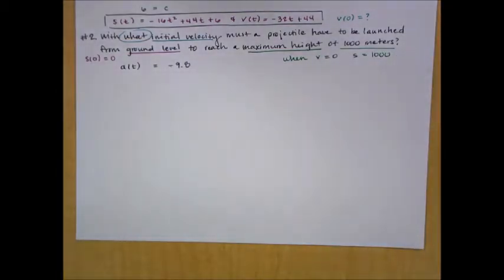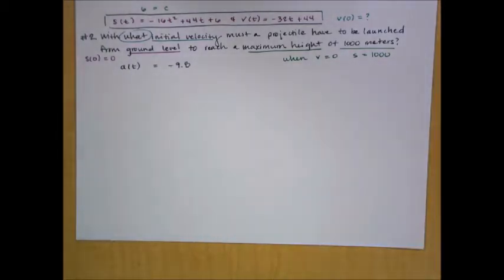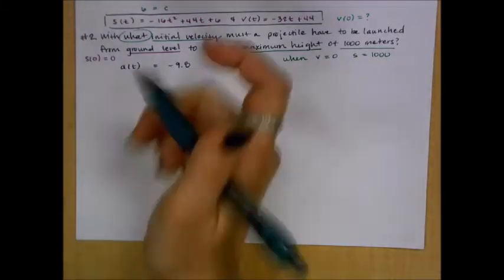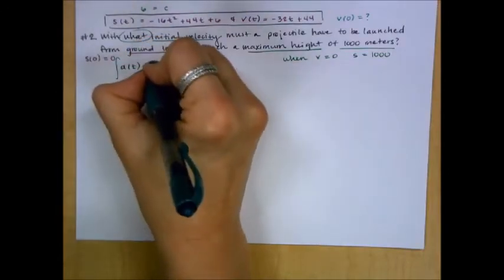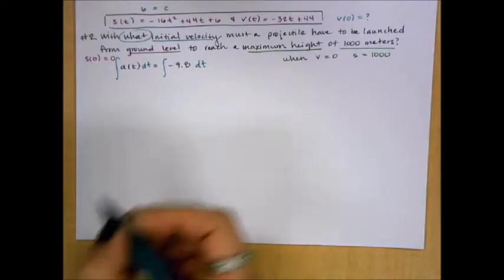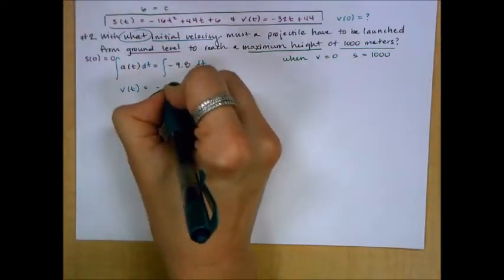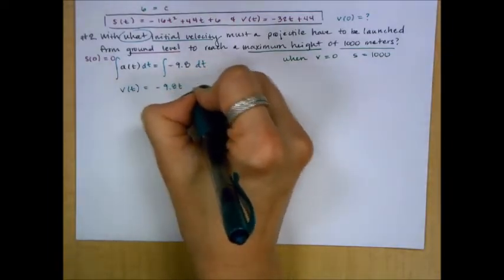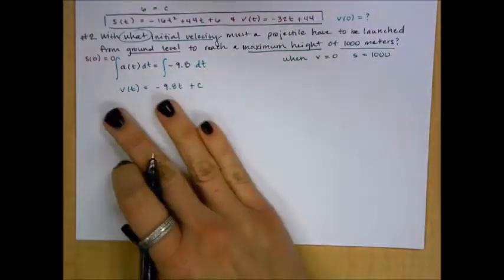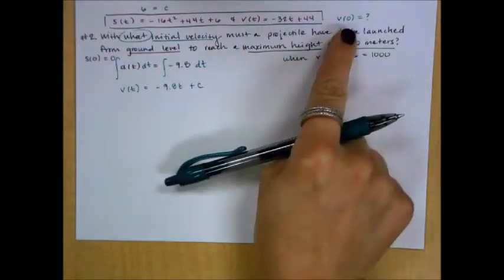So we'll start back here with our acceleration and start by integrating. So add in your dt here, and you're ready. Integrating acceleration gets us back to velocity. This is negative 9.8 t plus c. So here's where we stop. We don't know the initial velocity. V of 0 equals, we're not sure what value here.